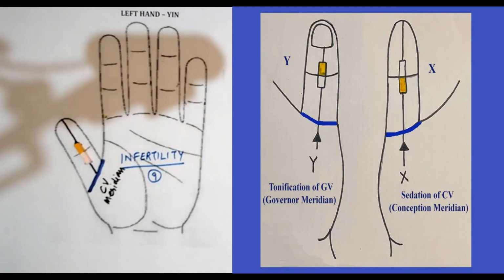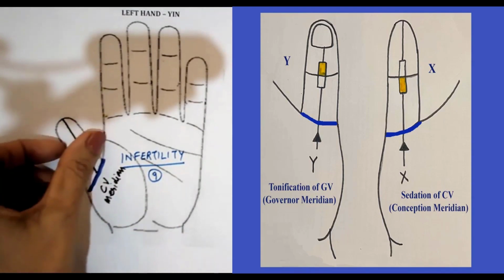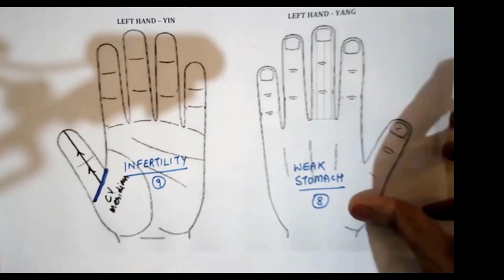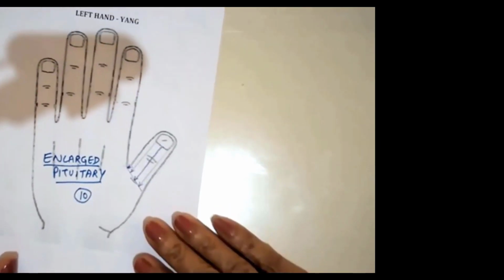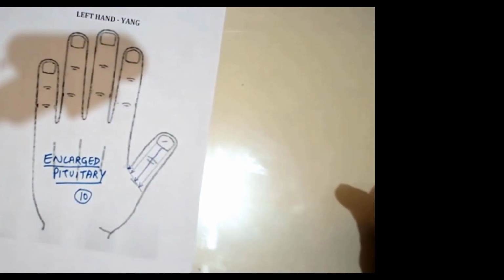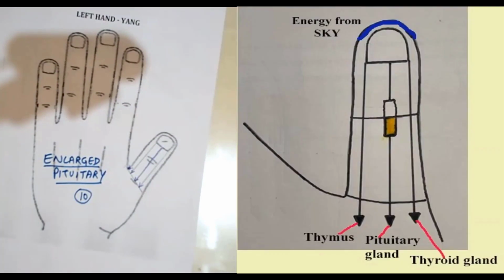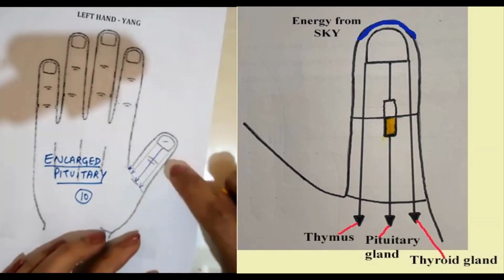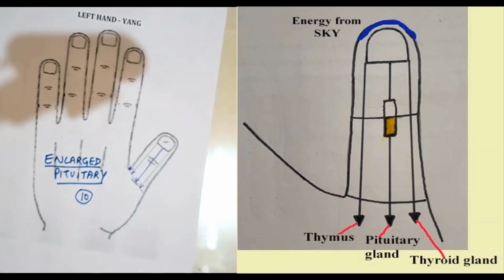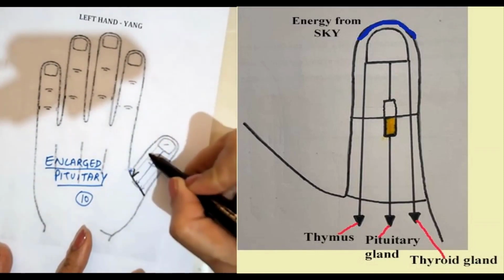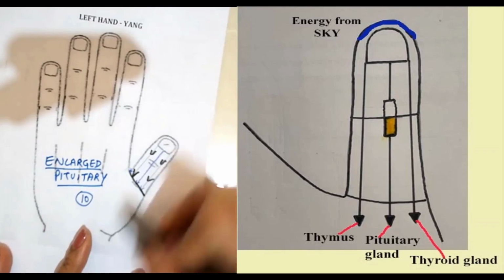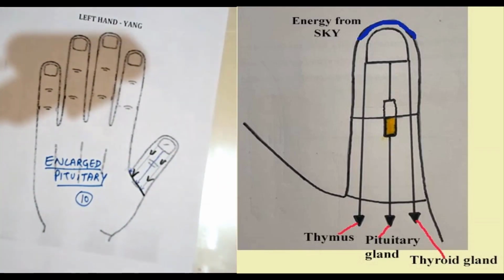Now, another example that I can take is of an enlarged pituitary. Sometimes the pituitary gland gets enlarged. Now, if you remember, on the thumb we were also treating the meridians of all the endocrine glands, right? The pituitary gland meridian is the central meridian on the thumb. And the energy flow on the yang side for endocrine gland meridians is like this, going down from the top of the thumb, from the top of the nail.